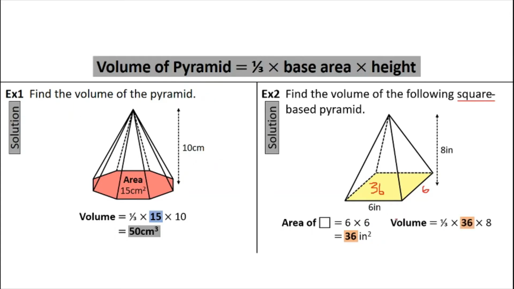And then we can substitute that into our volume formula. 1/3 times 36 times 8. This should give you 96 cubic inches, or inches cubed.